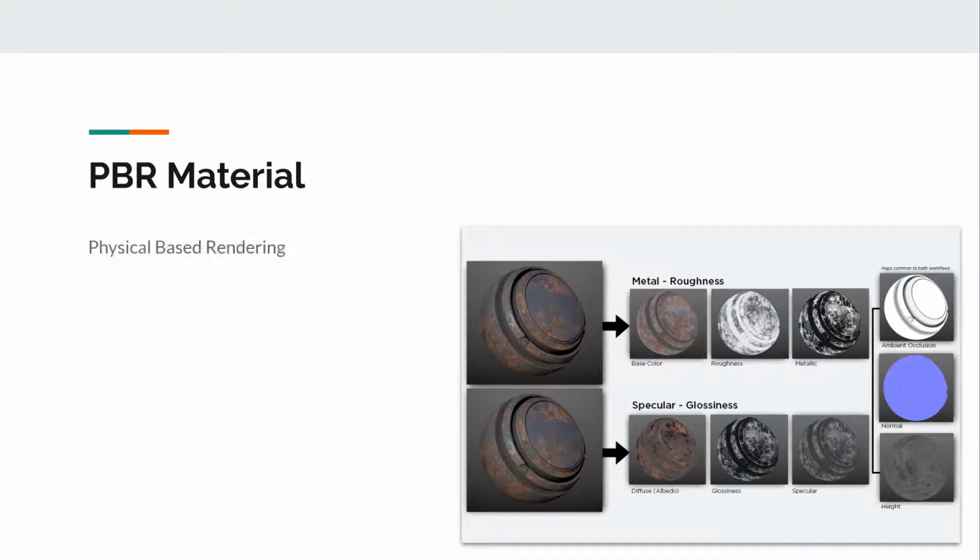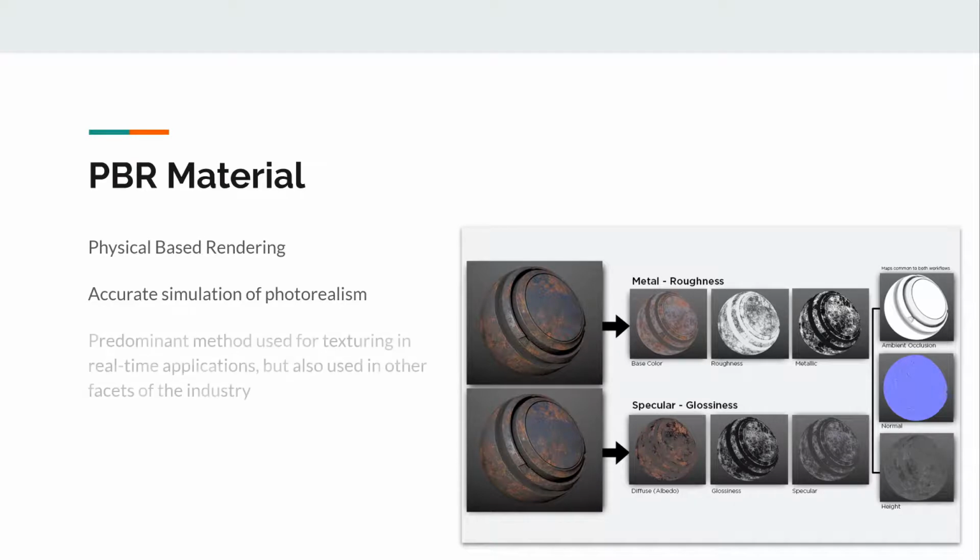But the important thing to note is that PBR materials involve physically based rendering, and they're accurate simulations of photorealism. They're actually using real-world scientific information to figure out that gold is this specific number with regards to how it reflects, and with regards to the color that it is, its metalness, its roughness, etc. While glass will be this and wood will be this. So it's pretty scientific. It's the predominant method used for texturing in real-time applications, but it is also used in other facets of the industry.